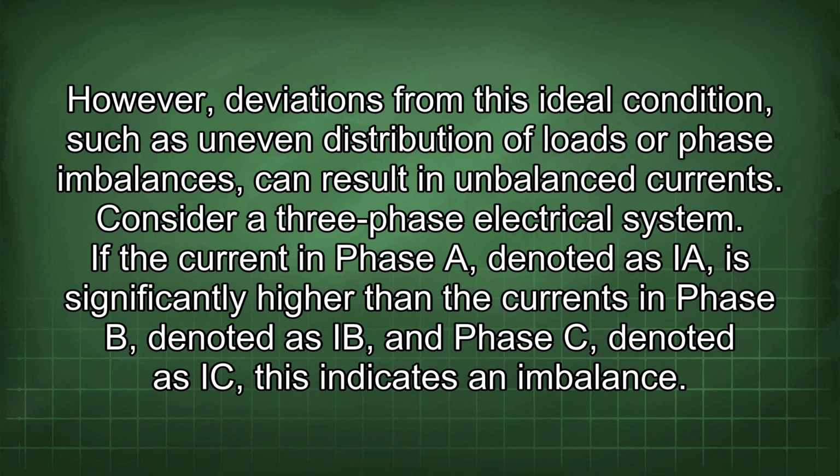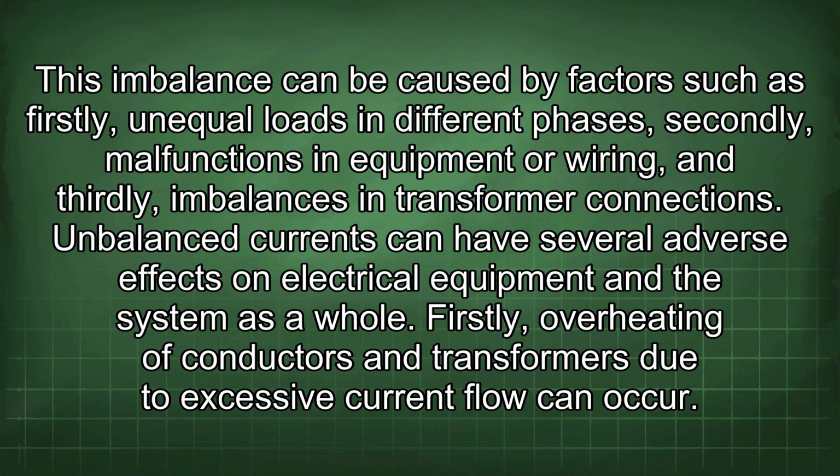Consider a three-phase electrical system. If the current in phase A, denoted as IA, is significantly higher than the currents in phase B, denoted as IB, and phase C, denoted as IC, this indicates an imbalance. This imbalance can be caused by factors such as, firstly, unequal loads in different phases, secondly, malfunctions in equipment or wiring, and thirdly, imbalances in transformer connections.